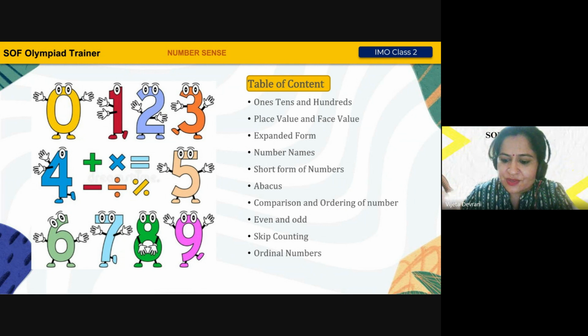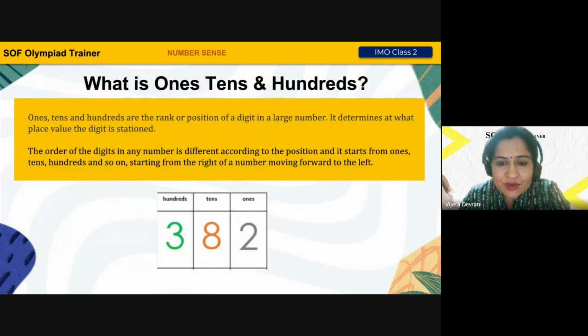In today's class, let's move on to the next one. Now, what are ones, tens, and hundreds? What do you mean by ones when somebody asks you these many ones, or these many tens, or these many hundreds? What are they? You can read, and you can tell me. Athab, can you tell me what are ones, tens, and hundreds?